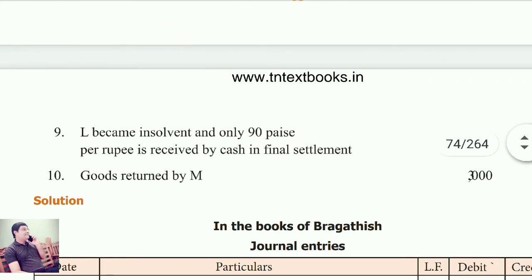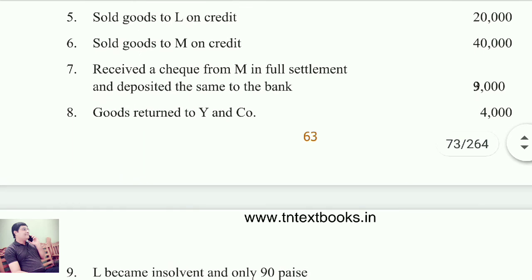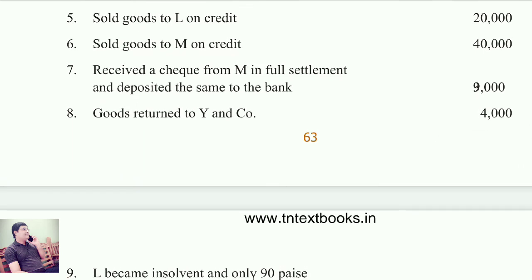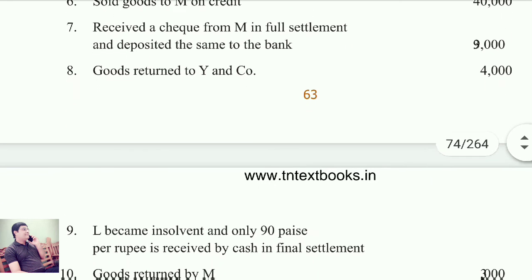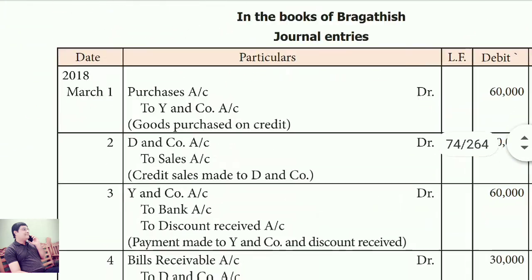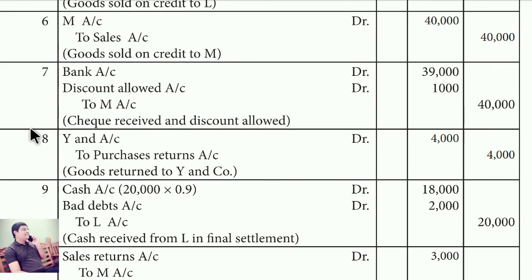So see here why this type of entry has come. Date 7, actually we have to see date 7, but I had gone to date 9. See the date 7, received a check from M in full settlement and deposited. So see the date 7, bank account debit, we received 39,000, discount allowed 1,000 rupees, to M account 40,000 rupees. So out of 40,000 we received 39,000. So we allowed 1,000 rupees as a discount.